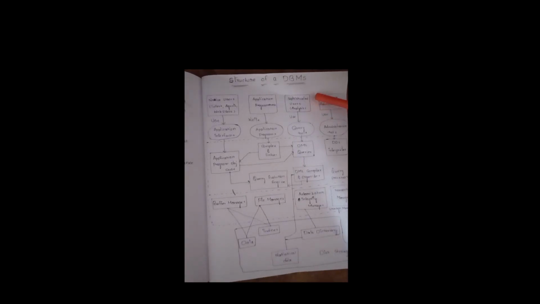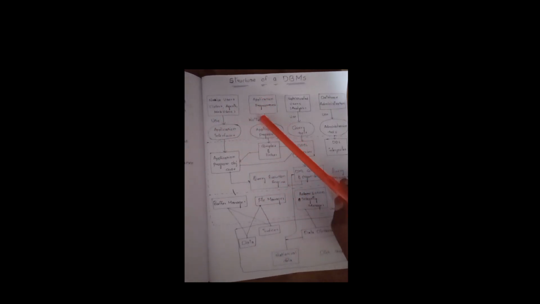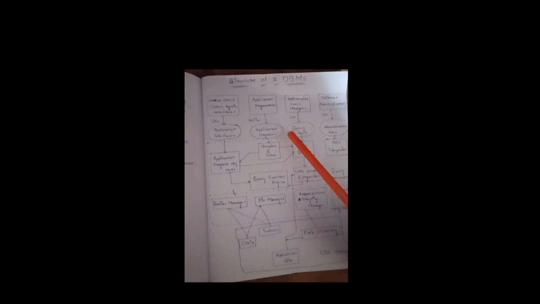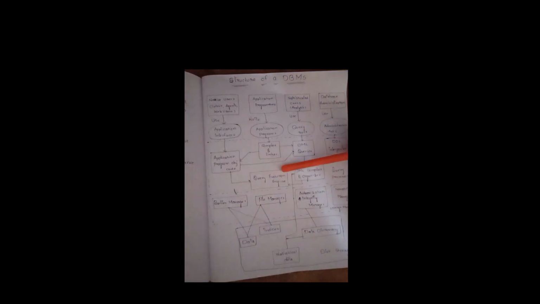If you see this diagram, the users are at the top level: naive users like tellers, agents, web users, application programmers, sophisticated users, and database administrators. Obviously each user will prefer some set of tools, like query tools and administrative tools, for their activities. This we call the tool level.